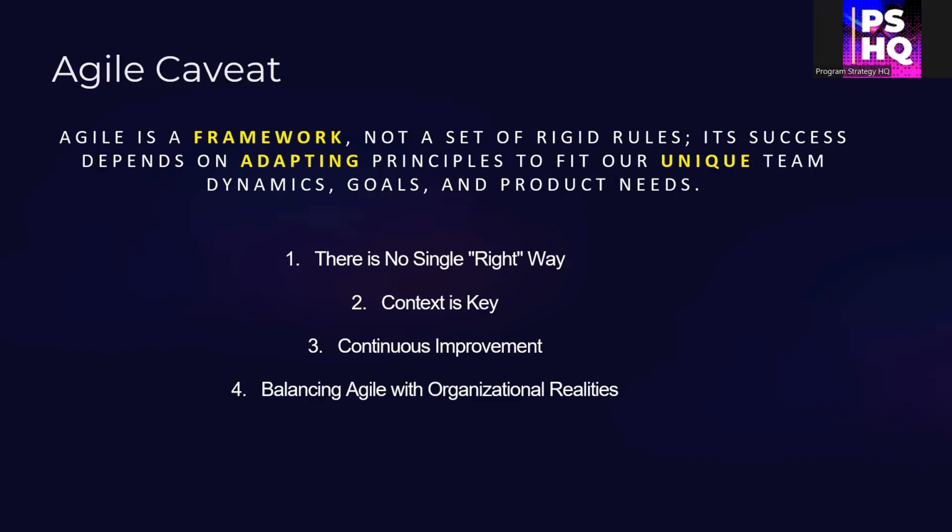So the key thing to note here is that agile is just a framework. We need to adapt those agile principles to our specific team needs. There is no single right way in agile. One piece of work can be done in multiple ways to get the same outcome or deliver value. Context is key. What is working for one high-performing team might not work for another team. Understanding the team dynamics and the environment in which the team operates is important.